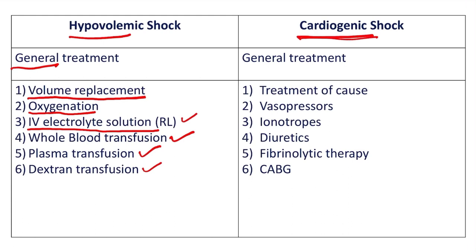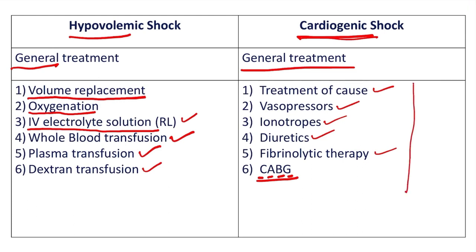Then cardiogenic shock: again the general treatment is the same, ABC, airway, breathing and circulation. Then treatment of the cause; we had seen that it can be due to various cardiac causes. So first you have to treat that cause. During the treatment of cardiogenic shock, the main line of treatment is vasopressors, inotropes; diuretics can be given, fibrinolytic treatment can be given, and CABG, that is coronary artery bypass graft, can also be given in case of coronary arterial blockage. So this is the treatment line for cardiogenic shock.